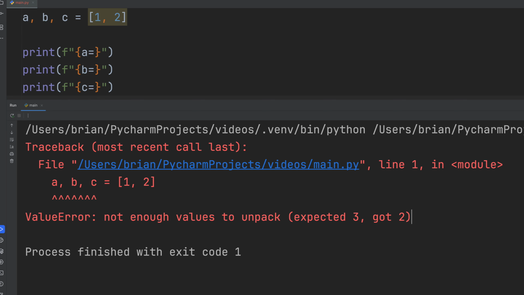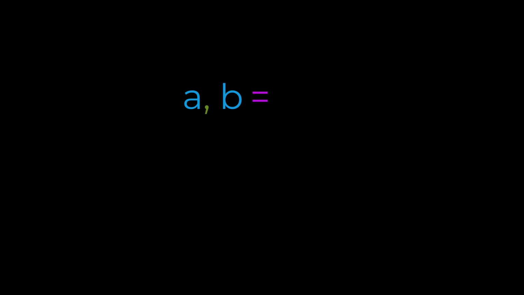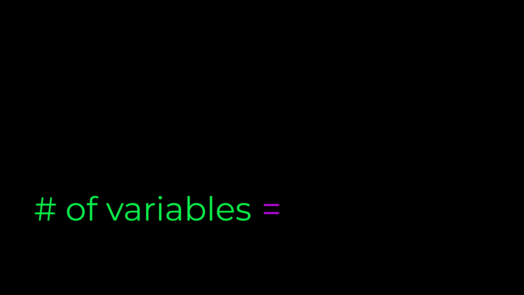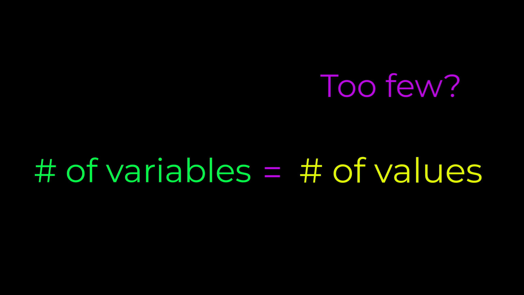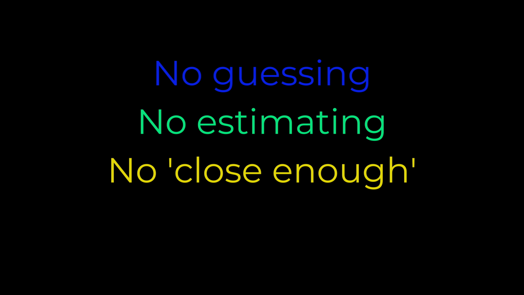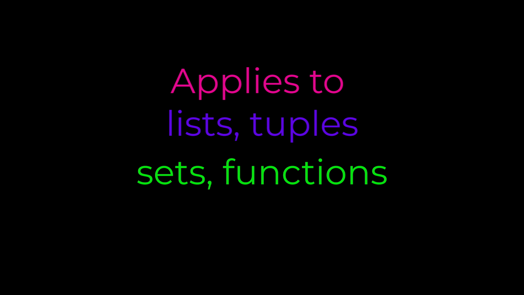So what's going on? When you assign the variables a and b to a list like 1, 2, and 3, Python expects the number of variables on the left to exactly match the number of values on the right. Too many values? Error. Not enough values? Also an error. No guessing, no skipping, no filling in blanks. It's a strict one-to-one matchup. This rule applies whether you're unpacking lists, tuples, sets, or even a function that returns multiple values.